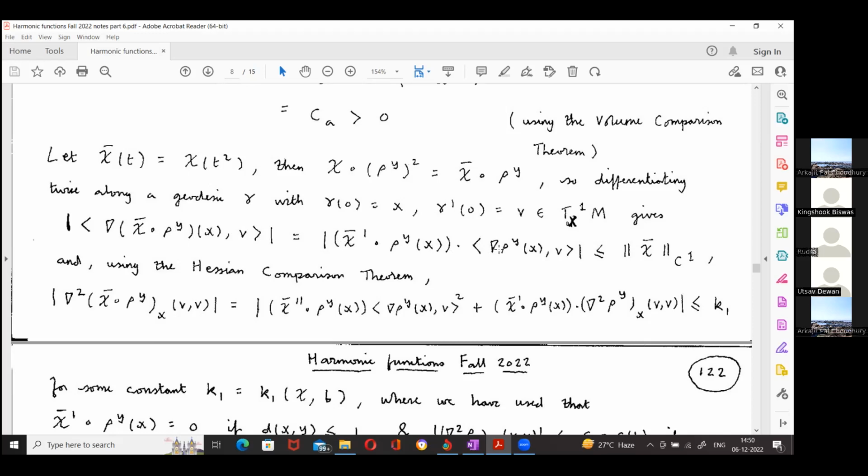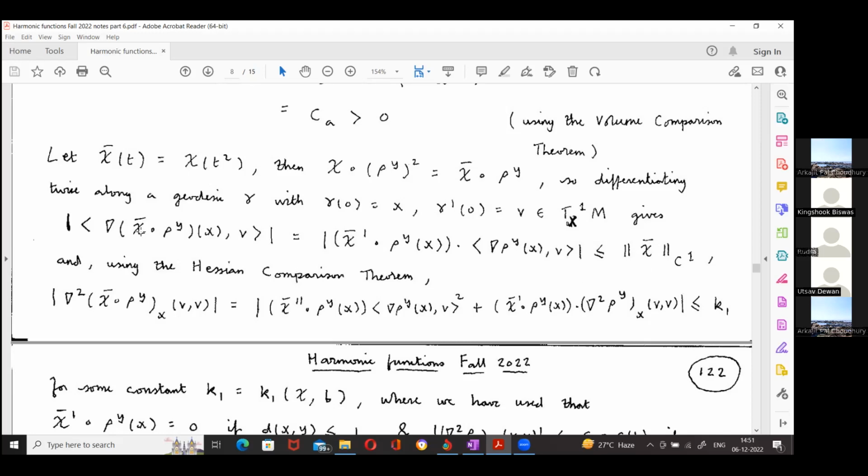The derivative of rho_y along this geodesic is the inner product of the gradient of rho_y with this vector v. And we know that the gradient of the distance function has norm 1, and v is a unit tangent vector. So this inner product has modulus less than or equal to 1 by Cauchy-Schwarz. And this chi bar prime composed with rho_y is bounded by the C1 norm of chi bar, which is some fixed constant. Okay. So what does that mean?